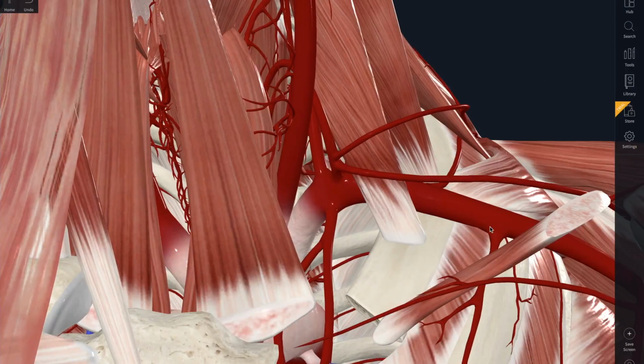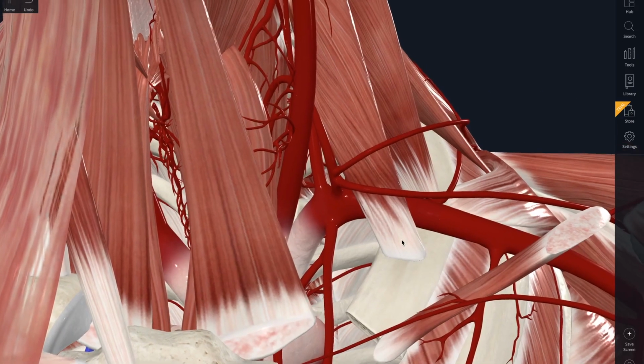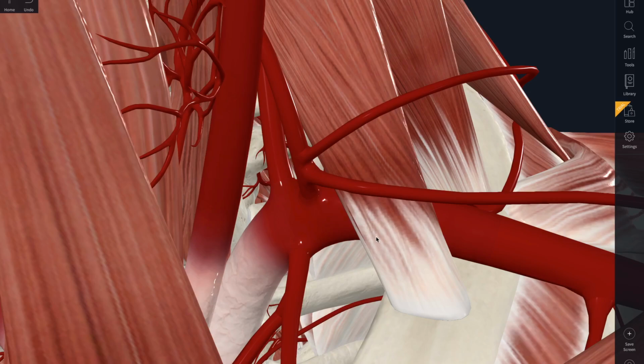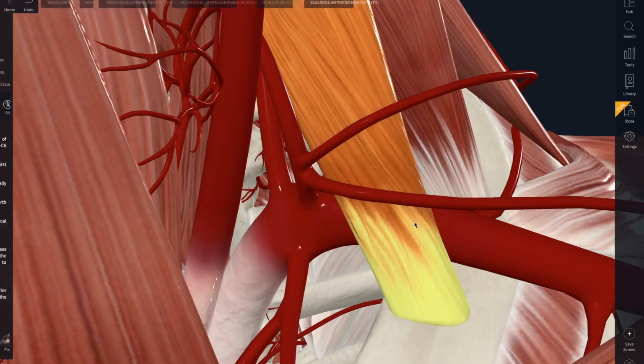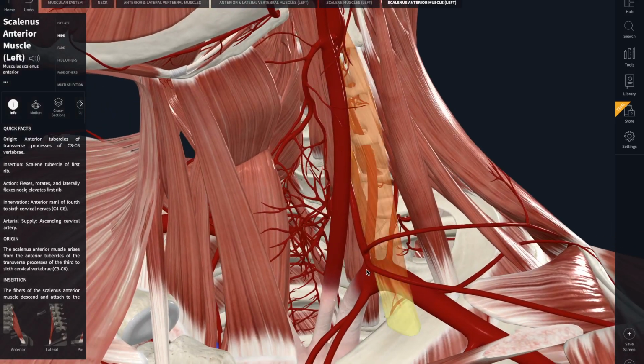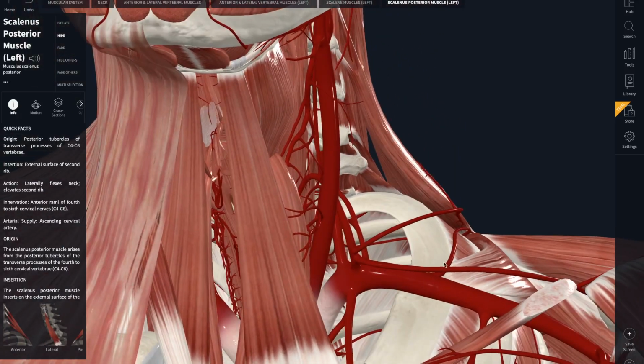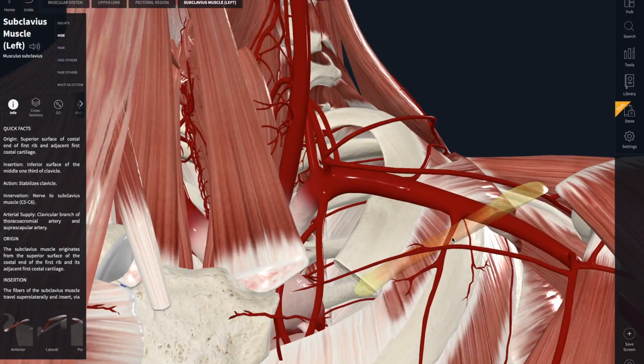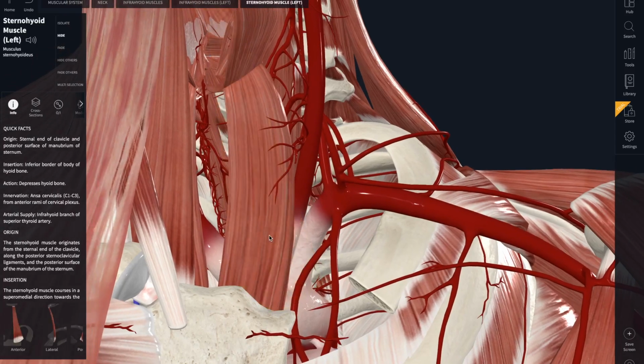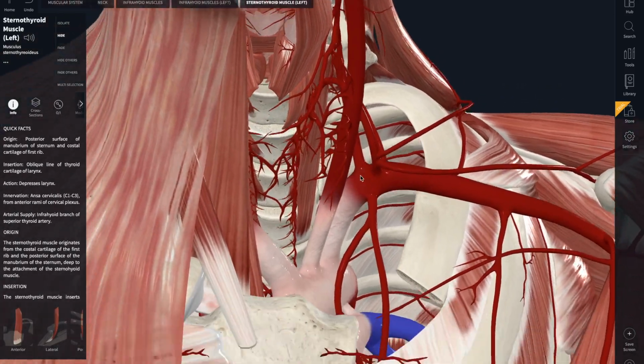Now welcome back. Now I'll be talking about the subclavian and the vertebral arteries very briefly. It's very, very easy. So let's remove the scalenus anterior muscle, which is a very important landmark, the scalenus medius and the scalenus posterior. Let's remove a lot of these muscles, including the subclavius, the sternohyoid, and this is the sternothyroid. Okay, now.